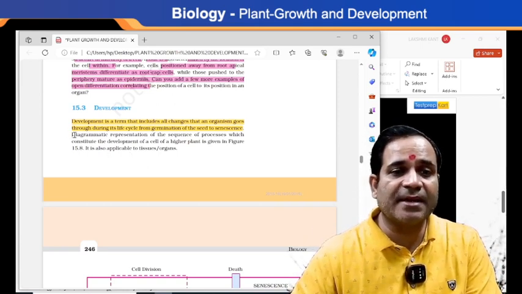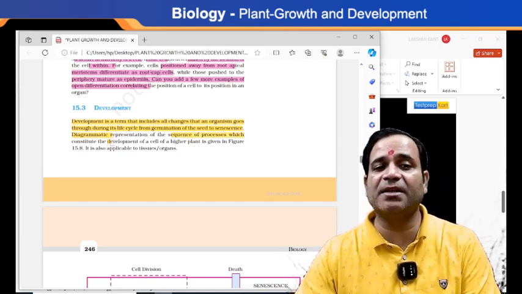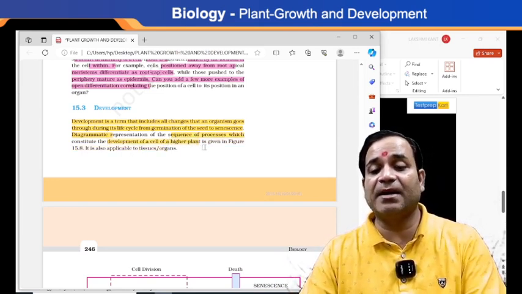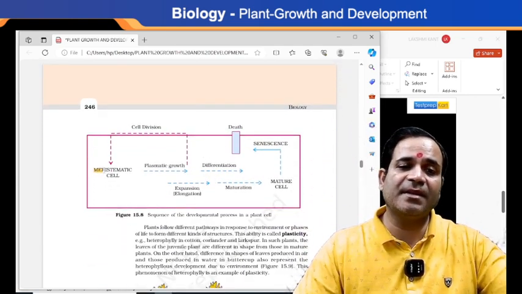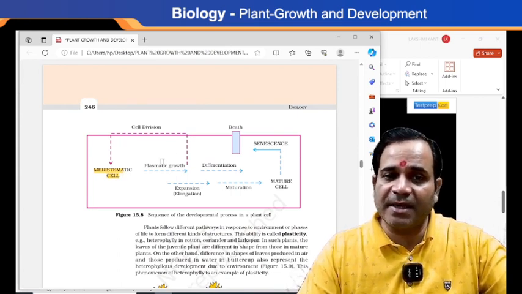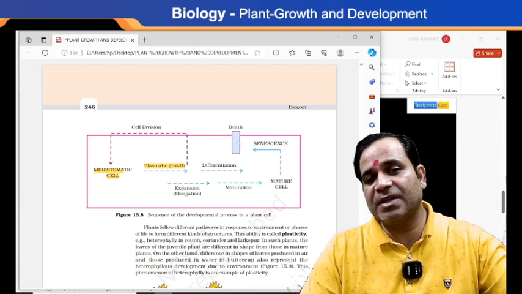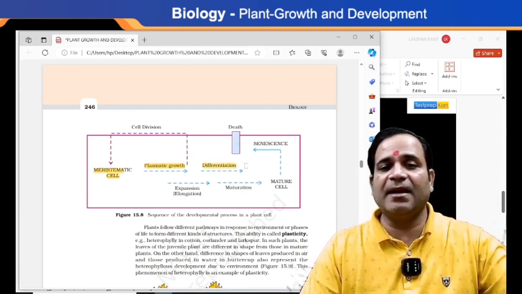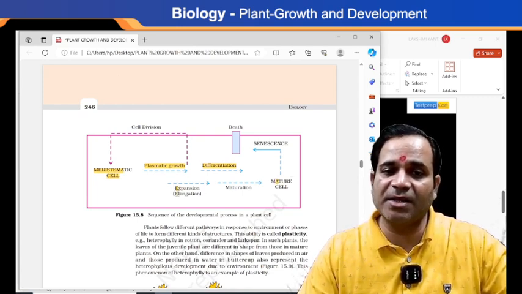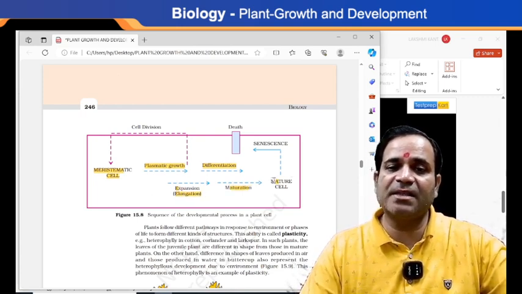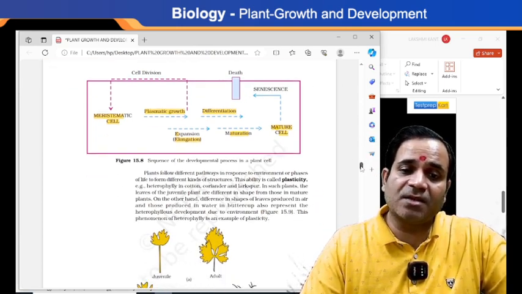Now the question is about the diagrammatic representation of the sequence of processes which constitute the development of a cell of a higher plant. This one is very important. In the meristematic cell, cell division will take place, the plasmatic growth. Again the cell is differentiated, and the cell will die. And after that, in senescence, the mature cells, expansion, elongation and maturation will take place, and mature cells go to senescence, my dear. So in this way, the division of the cell will take place.